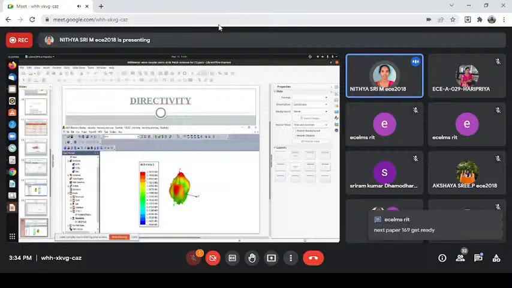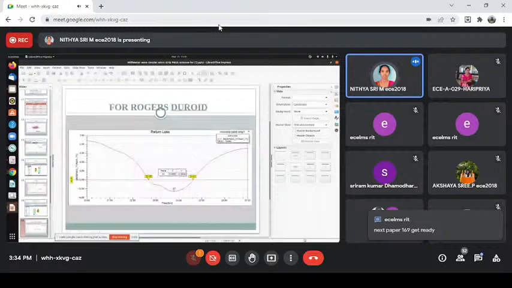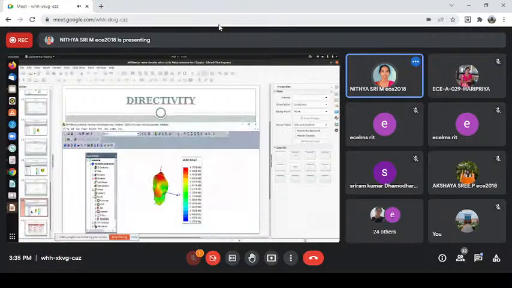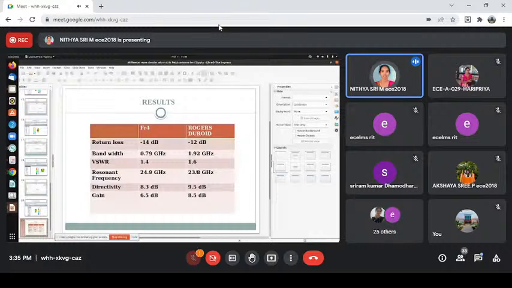For RT Duroid substrate, permittivity is about 2.2. The return loss is -12. Gain is about 8.5 dB, and the directivity is 9.5. These are the results which we found from our simulated designed antenna. While comparing these two substrates, FR4 as well as RT Duroid, we concluded that if we design a circular array antenna using RT Duroid substrate, we get a more effective antenna.